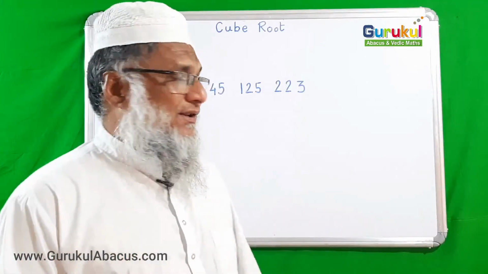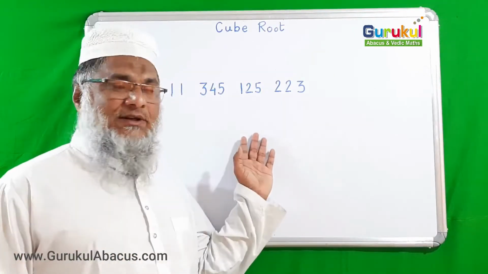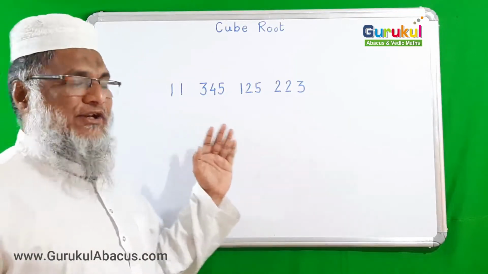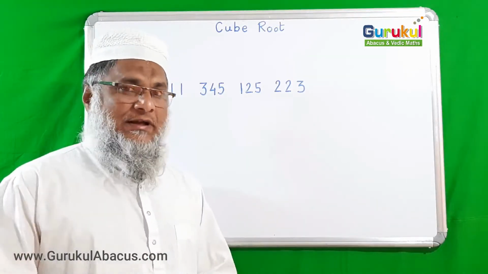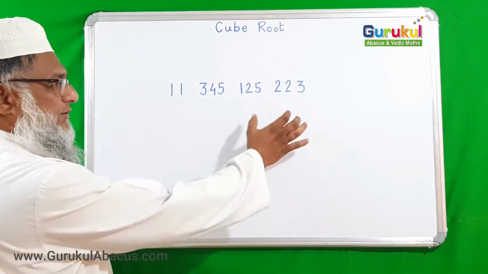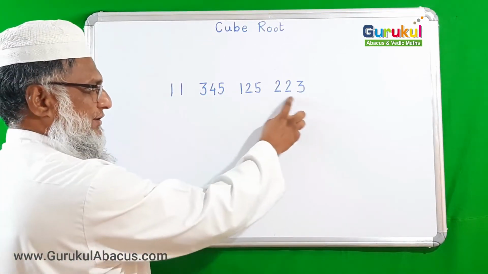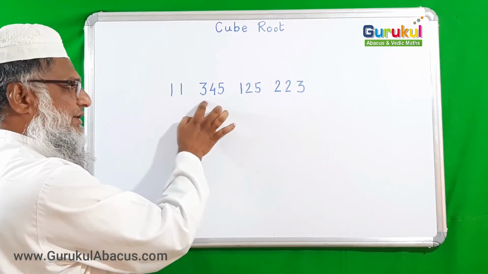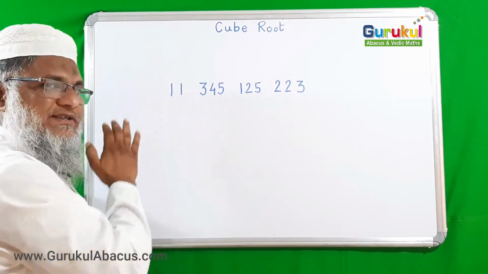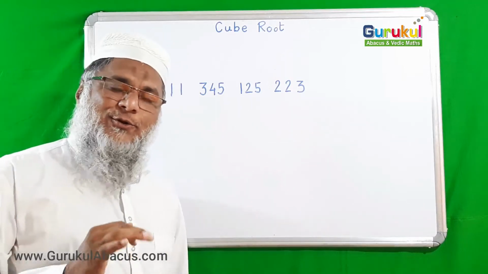Now we are solving one more example. Here a number is given and we are finding the cube root of this number. At the time of writing, this number has already been written in the form of pairs. So here are 3 digits, here 3 digits, here 3 digits, and the fourth pair is there, in which there are 2 digits.